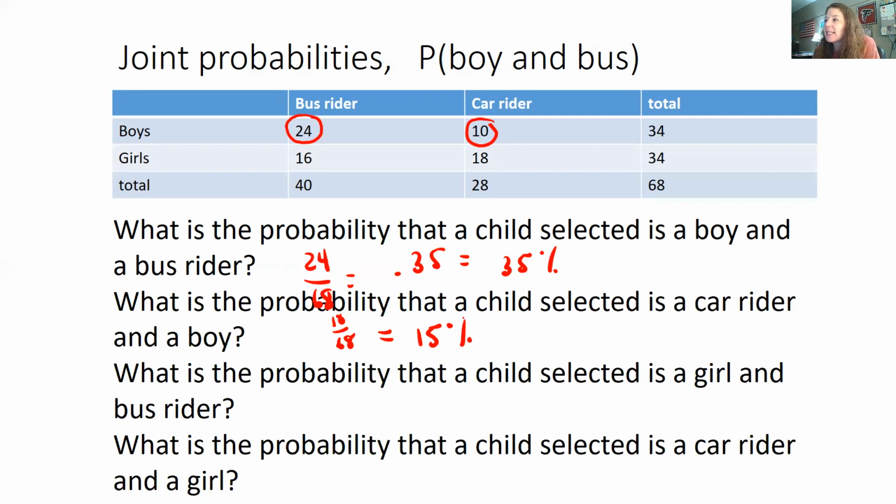A child that is selected is a girl and a bus rider. So girls and bus riders are 16 out of 68. So about 24%. And then a child selected is a car rider and a girl. So we have 18 out of 68, and 18 out of 68 is 26%.